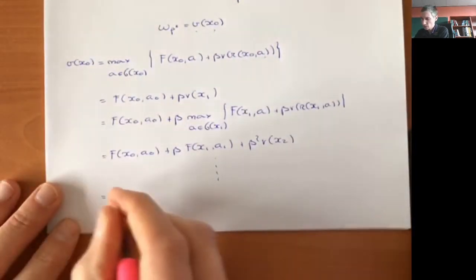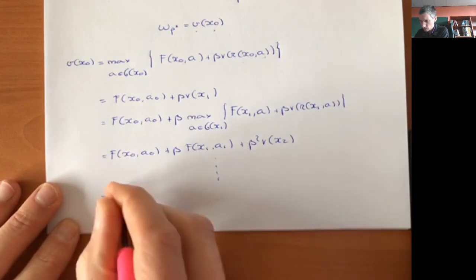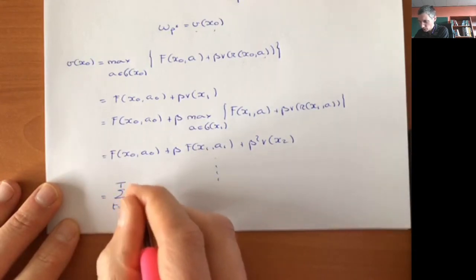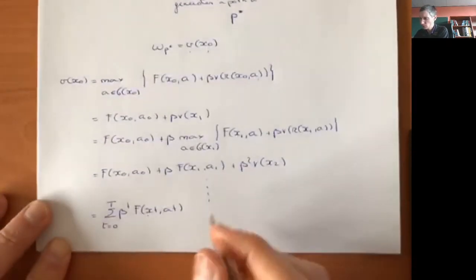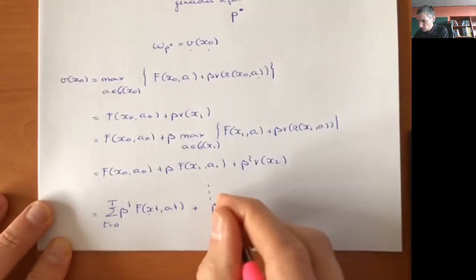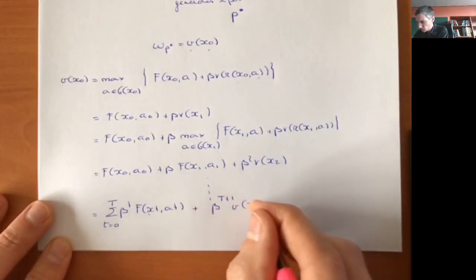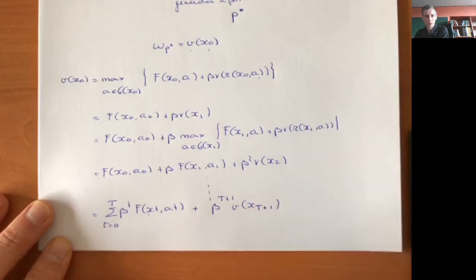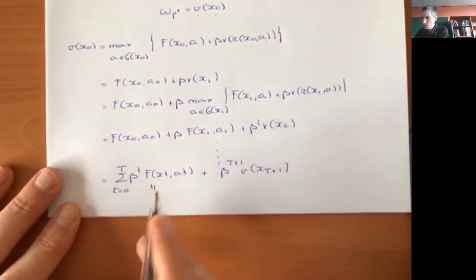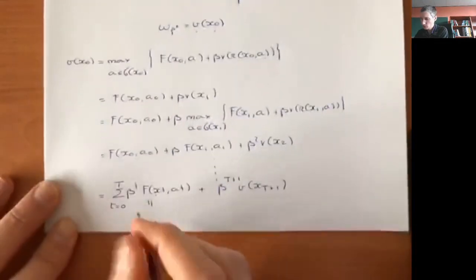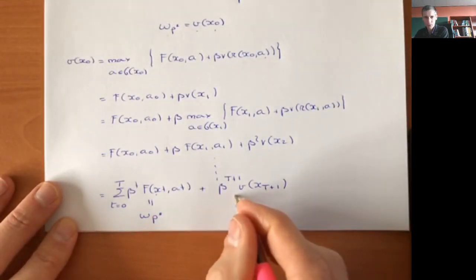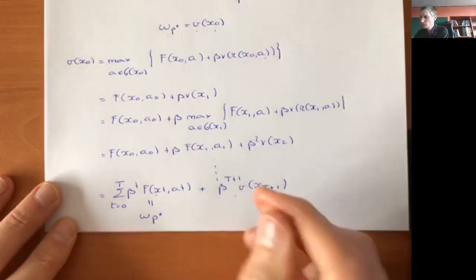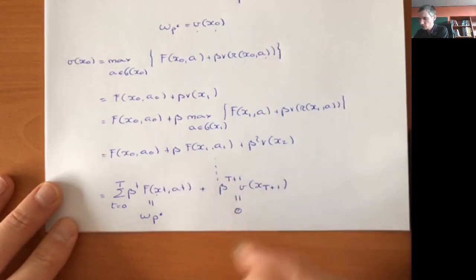Okay, so in the end what I will get is the sum from t equals 0 to some big number t, beta to the power t, f of xt at, right? This is over the path that's generated by this Bellman optimization, plus beta to the t plus 1 v x t plus 1. And then if I take the limit to infinity, it would be equal to this w p star. If I take the limit to infinity, well, analogous to what I have shown previously, I can show that this goes to 0.